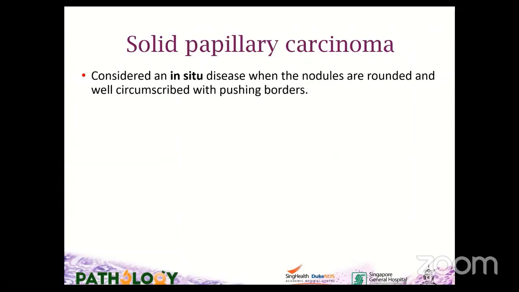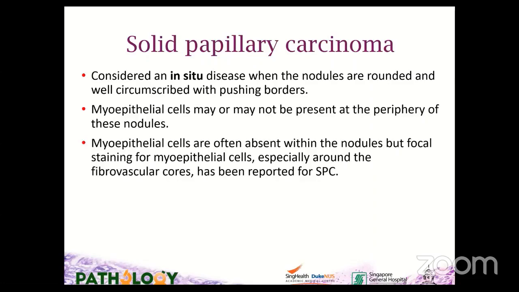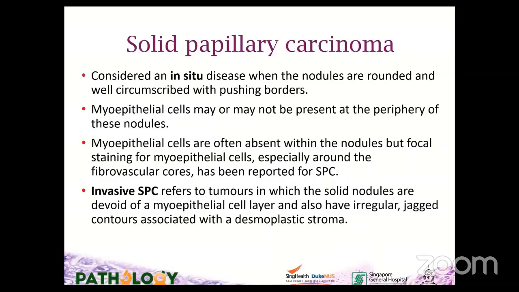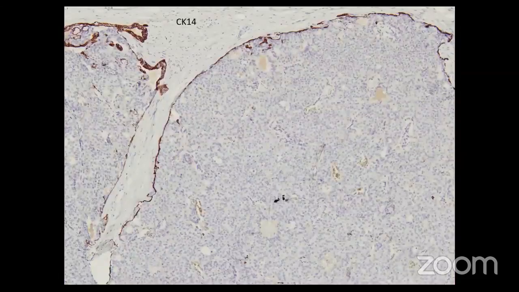Solid papillary carcinoma is considered an in situ disease when the nodules are rounded and well circumscribed with pushing contours. Myoepithelial cells may or may not be present at the periphery of these nodules. Myoepithelial cells are often absent within the nodules, but focal staining for myoepithelial cells, especially around the fibrovascular cores, has been reported. Invasive solid papillary carcinoma refers to tumors in which the solid nodules are devoid of a myoepithelial cell layer and also have irregular, jagged contours associated with a desmoplastic stroma.